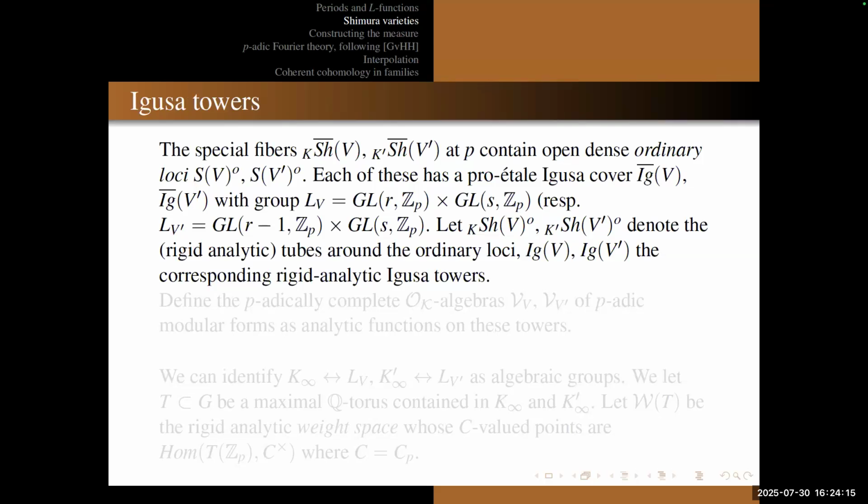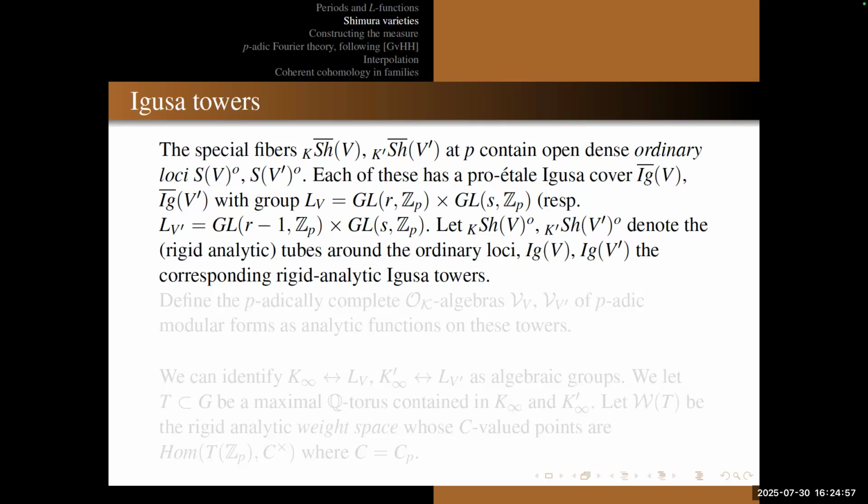So in order to develop a p-adic theory, I'm going to be working in the Katz-Hida theory of p-adic modular forms. The special fibers contain open, dense, ordinary loci. And each of these has a pro-étale Igusa cover. In the case of V, the covering group is one of those p-adic Lie groups. So this is the kind of p-adic Lie torsor that Sean was talking about. So it's precise. So the theory does apply and is relevant to this.